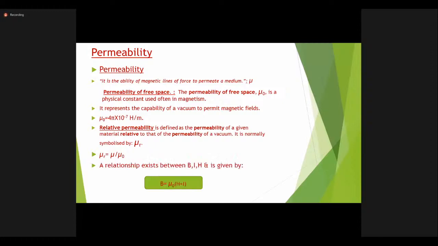Now the relationship between B, I and H as given in the previous slide is the same here. B equal to mu naught into H plus I. Next, susceptibility. The ratio of magnetization of the material to the magnetic field intensity, I by H. Both I and H have the same unit. So there are no units for susceptibility. It is a dimensionless quantity.